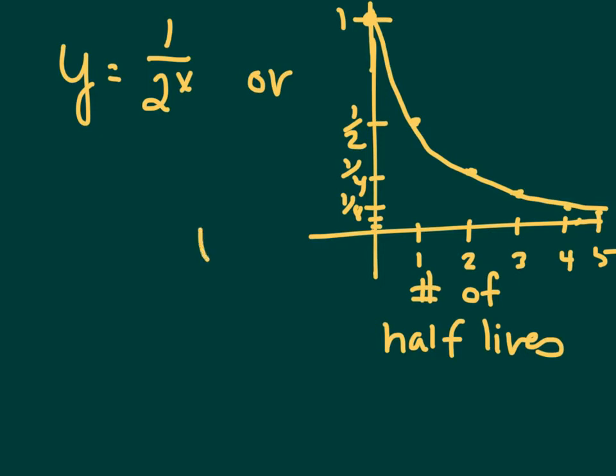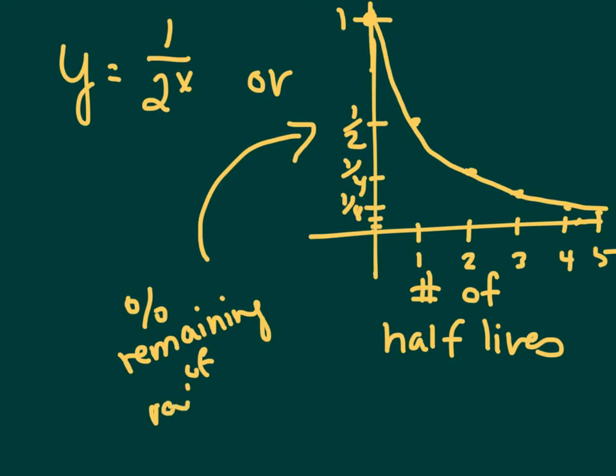Let's label this axis. What is that y-axis? Wouldn't be number of... That's our percent remaining of radioactive atoms, right?